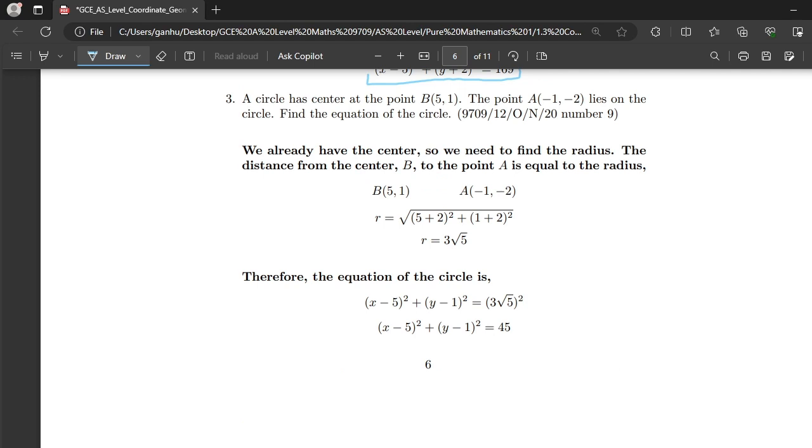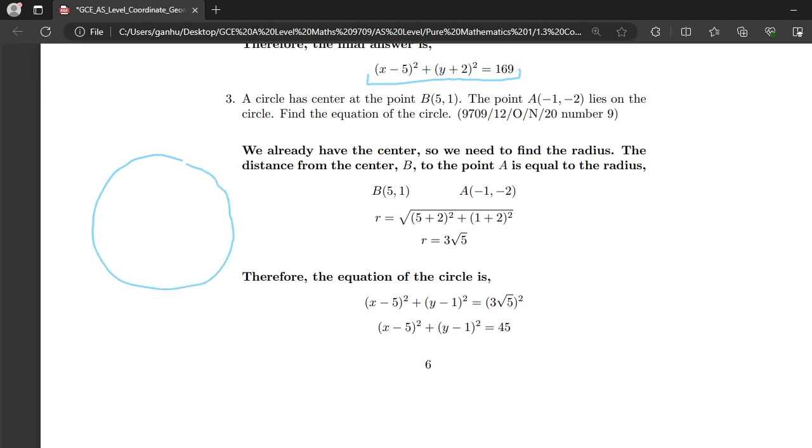A circle has center at the point B (5, 1). The point A (-1, -2) lies on the circle. Find the equation of the circle. So let's sketch a diagram of our problem. We have a circle and it has a center at B, and we are told that A lies on the circle. So A would be somewhere here and B is our center.